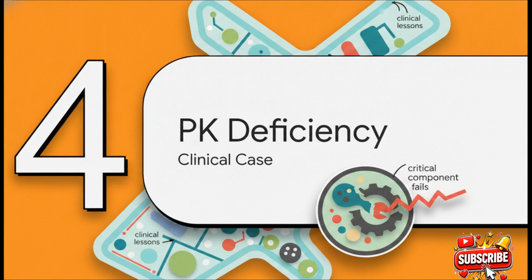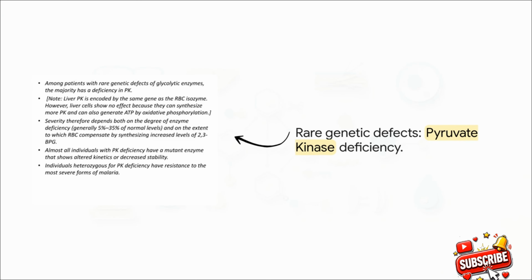All right, section 4. Let's look at a clinical case, PK deficiency. When we look at patients with rare genetic defects of glycolytic enzymes, the majority actually suffer from a deficiency in pyruvate kinase, or PK. These individuals inherit a mutant enzyme that shows altered kinetics or just decreased stability. And that leads to some seriously devastating consequences for one specific type of cell in particular.